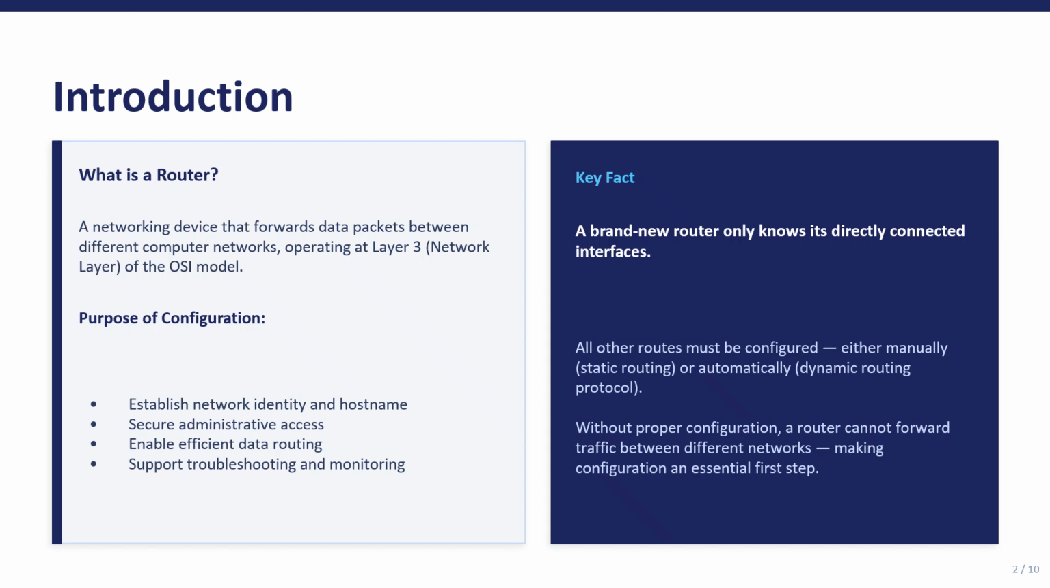Everything else must be done through configuration. This is why this topic is so fundamental in networking. Without proper configuration, your router simply cannot function. All router routes must be configured, whether manually, static routing, or automatically, dynamic routing protocols. Without proper configuration, a router cannot forward traffic between different networks, making configuration an essential first step. Okay?